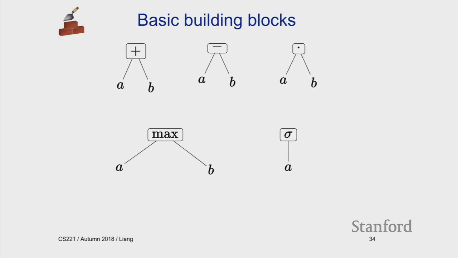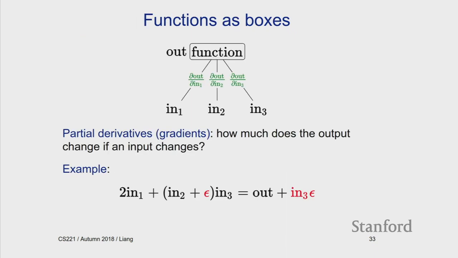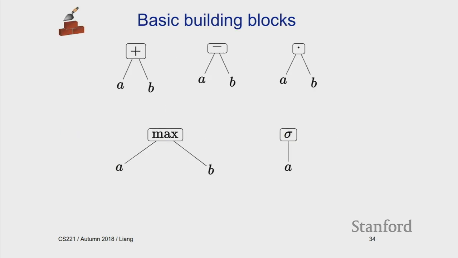Okay, so what we're going to do now is, this is just some arbitrary function. But it turns out that most functions that we care about can be broken down into a bunch of basic building blocks. I'm going to talk about 5 of them here: plus, minus, times, max, and the sigmoid. So this function is a plus b.